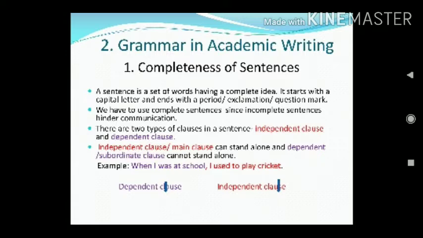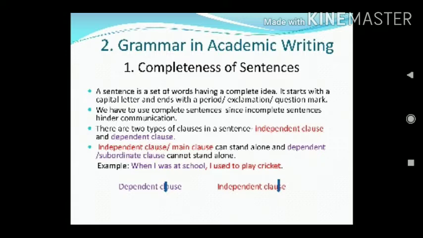Completeness of sentence is a basic requirement in all types of formal writing. The sentence we use must be complete because incomplete sentences hinder our communication. A sentence is basically complete. Look at the definition of a sentence. A sentence is a group of words which convey a complete idea or thought. It starts with a capital letter and ends with a full stop or question mark or exclamation mark.